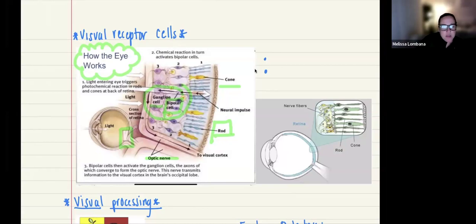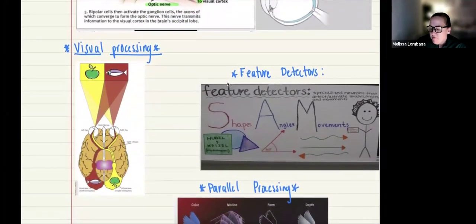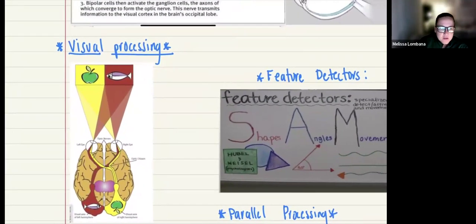So in the rods and the cones, that is where transduction happens. The bipolar cells work with the rods and cones, and then send it to the ganglion cells. The ganglion cells are the ones that send that neural electrical energy through the optic nerve to the brain, to the back of the brain. And we're going to talk about visual processing and how it works.